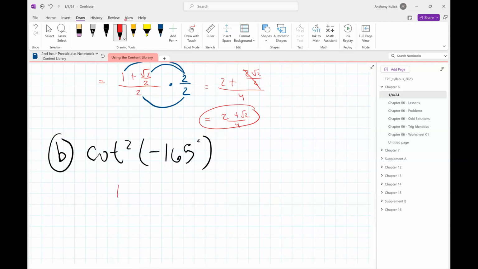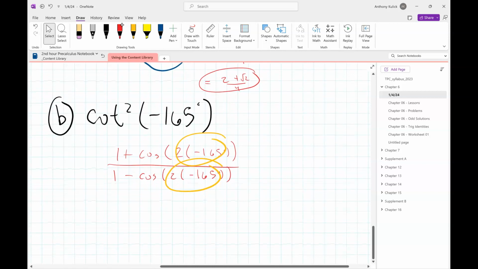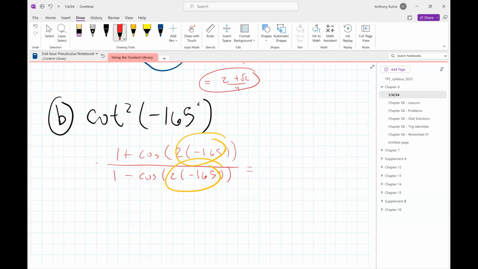So we're going to have 1 plus cosine of 2 times negative 165 over 1 minus cosine of 2 times negative 165. Again, first thing I want to do is that multiply by 2 part. 2 times 165 is 330. So I have negative 330.